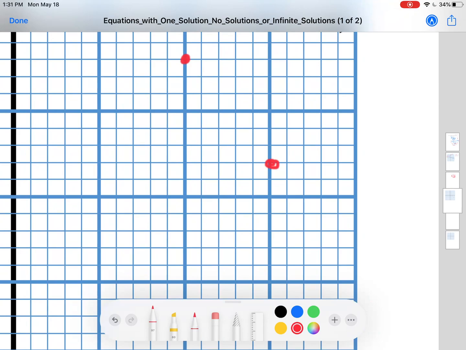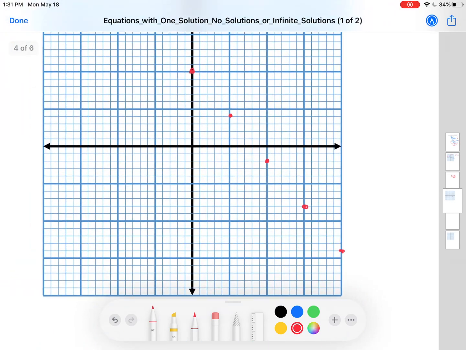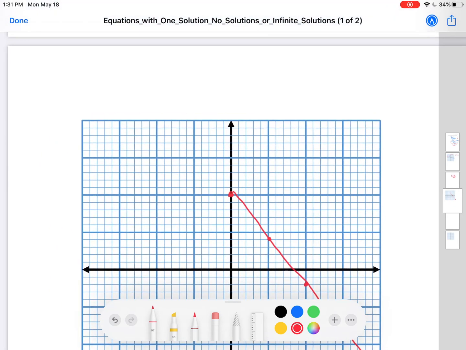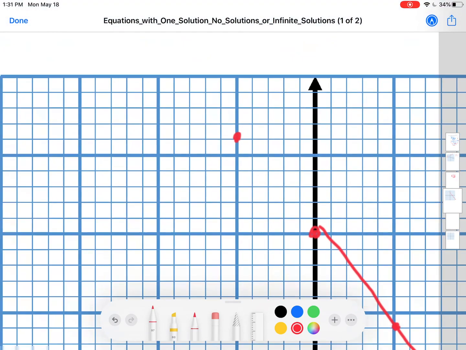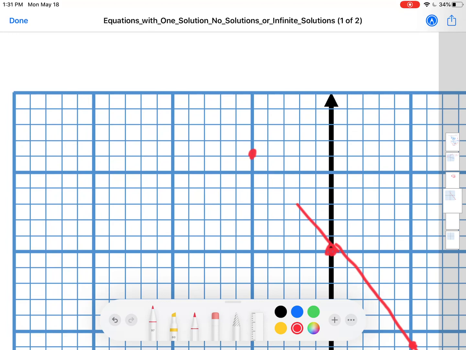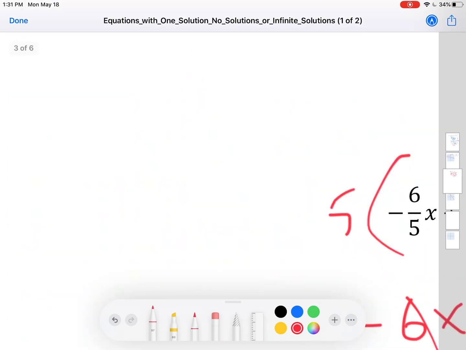Negative 6/5. Draw the line off in the other direction. 5, 6, and off the graph, so this way. All right, now back to the equation.